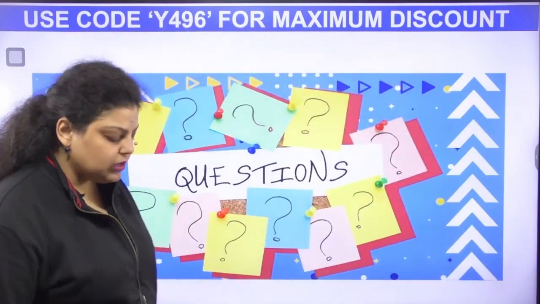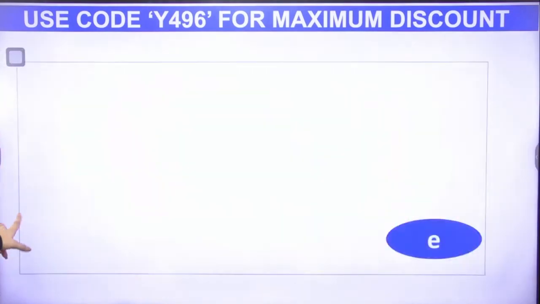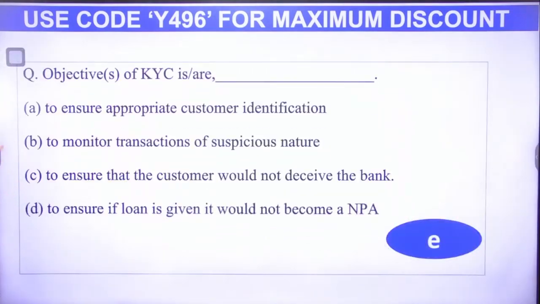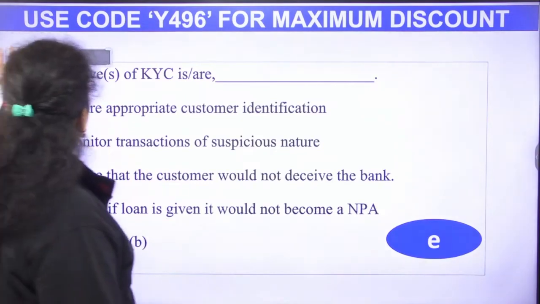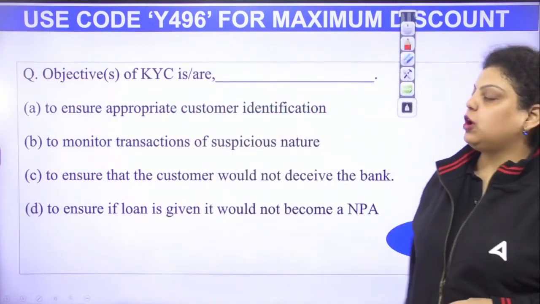Clear? So this was the basic of your AML KYC guidelines chapter that we have discussed. Now we are going to practice on certain questions. So let's start. The first question is, the objective of KYC is... Why are you having a KYC? Answer is already visible. Okay, no problem. So the first question is asking, which of the following is the objective of KYC?